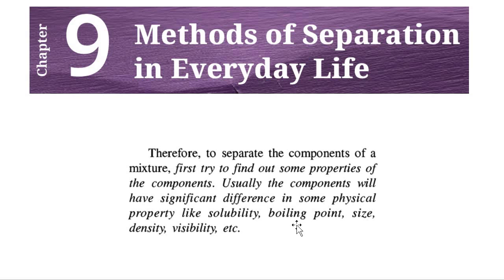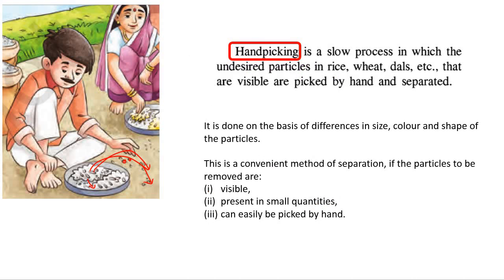Next, as I was saying, to separate the components of a mixture, the most important thing is we have to find out some of the properties of the components of the mixture. Now usually the components will have significant difference in some physical property like solubility, whether it is soluble or not, boiling point, size, density, visibility, whether you can see it with your bare eyes or not, and so on.